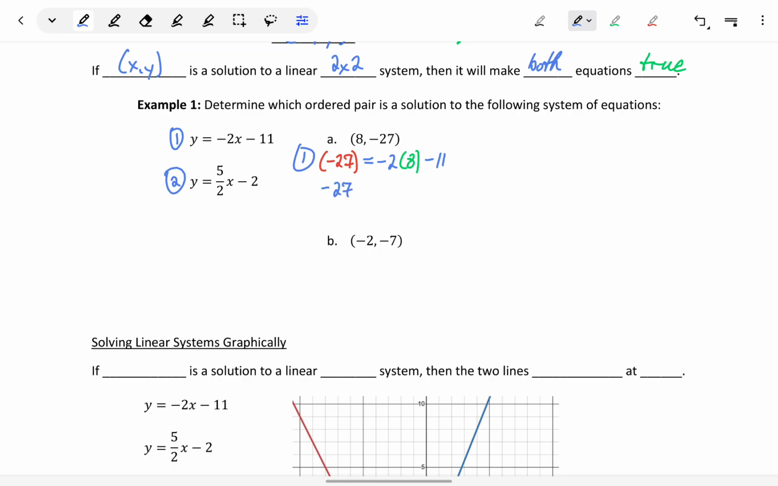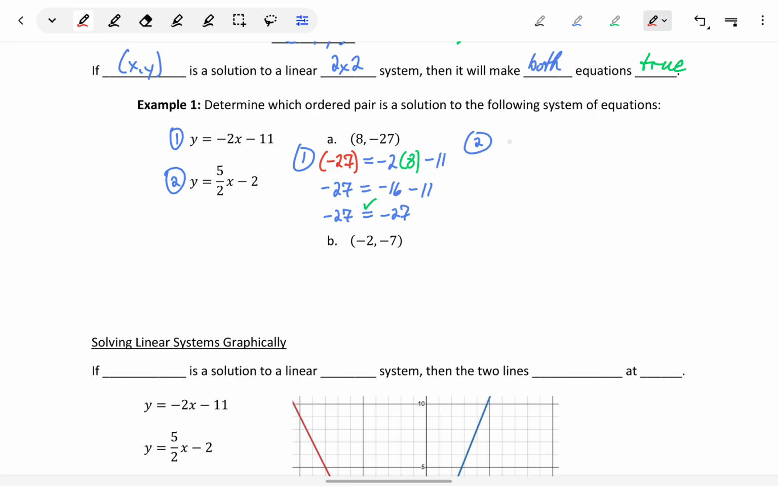On the left-hand side, there's nothing to simplify. This is just negative 27. On the right-hand side, we'll have negative 2 times 8, or negative 16, minus 11, which will give us negative 27 is equal to negative 27. So that ends up being a true statement. When we made those substitutions for x and y, the left-hand side equals the right-hand side. But knowing that it's a solution to one of those equations isn't enough. We need to make sure that coordinate pair makes both equations true.